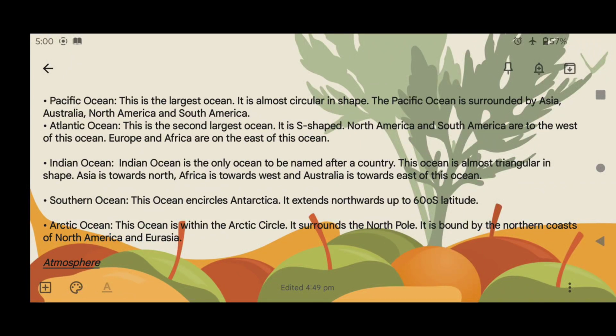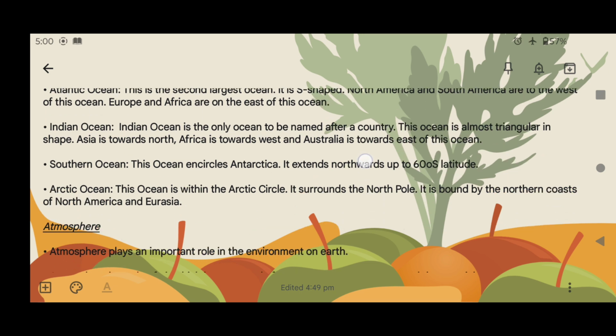Indian Ocean. The Indian Ocean is the only ocean to be named after a country. This ocean is almost triangular in shape. Asia is towards the north, Africa is towards the west and Australia is towards the east of the ocean. Southern Ocean. This ocean encircles Antarctica. It extends northwards up to 60 degrees south latitude.